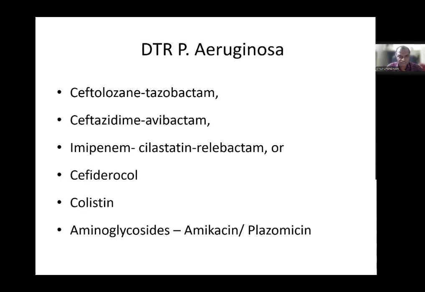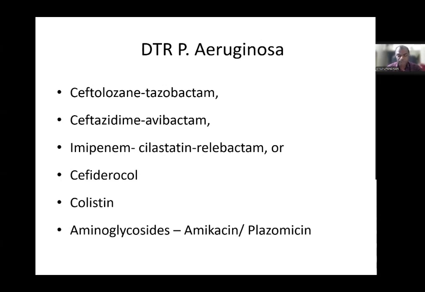Another important organism which is emerging is the difficult to treat Pseudomonas aeruginosa. Ceftolozane-tazobactam, ceftazidime-avibactam are available. Imipenem-cilastatin-relebactam can also be used. Colistin and aminoglycosides are available. Cefiderocol is what is awaited.